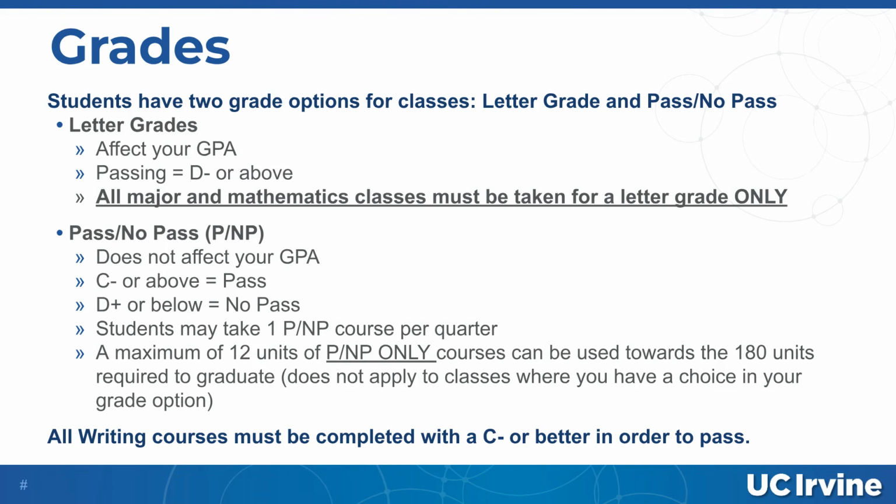However, please be aware that a maximum of 12 units of pass/no pass only courses may be applied toward the 180 units required for graduation. Pass/no pass only courses are those in which no letter grade option is available, and enrollment on a pass/no pass basis is required. For courses that do offer a choice of grading option, there is no limit to how many you may elect to take for pass/no pass, and those units will still count toward the 180 unit graduation requirement.